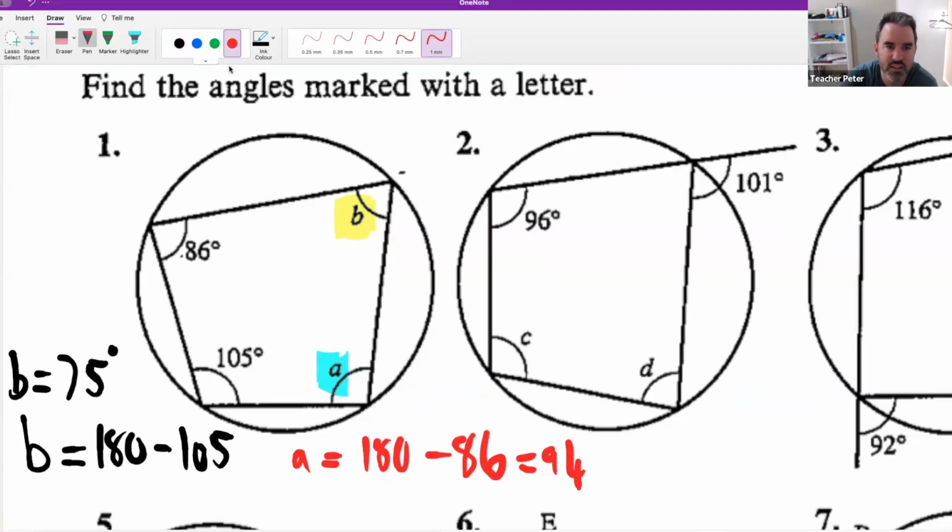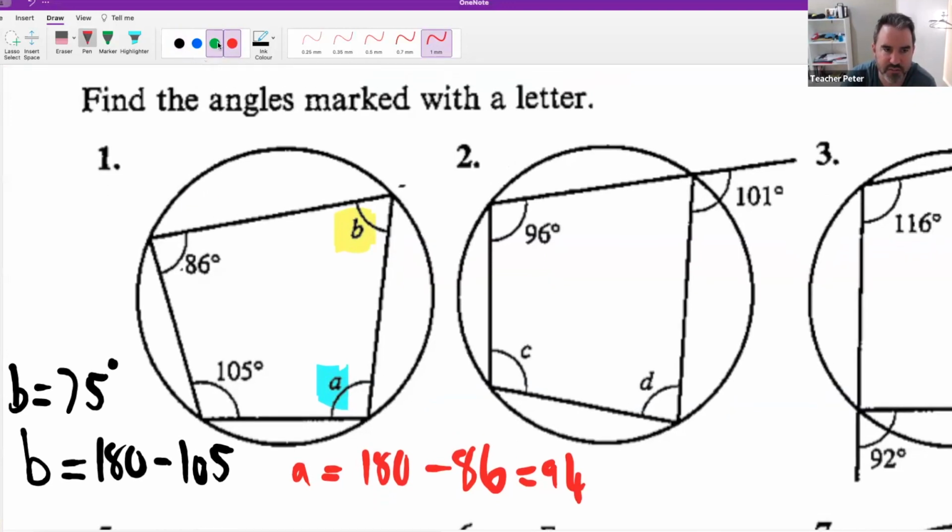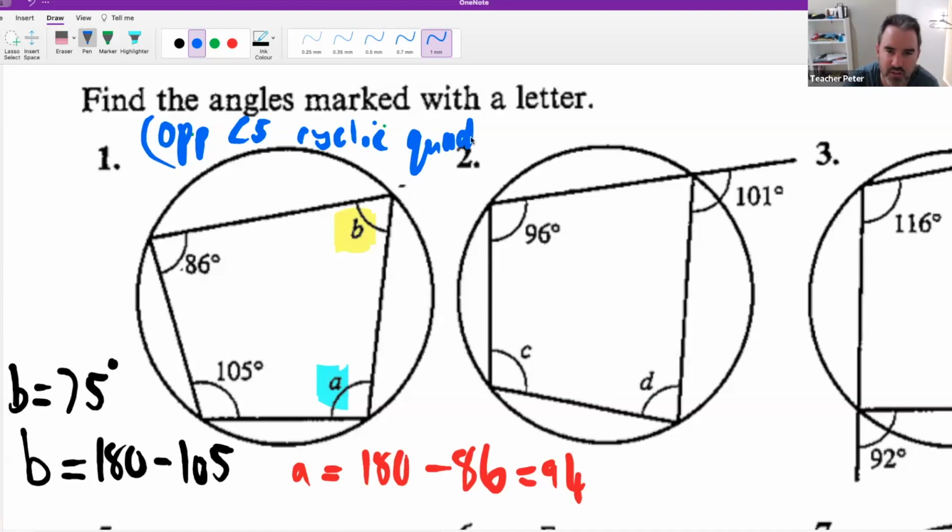Now, what is the reason going to be that I use to support my fact? Angles in cyclic quad. Yes. It's just going to be opposite angles in cyclic quad. Let me just write that down properly. Opposite angles cyclic quad. I'll show you the proper reason when I scroll down a bit later after the break.